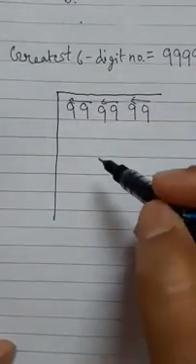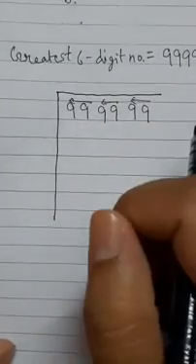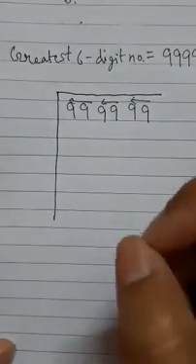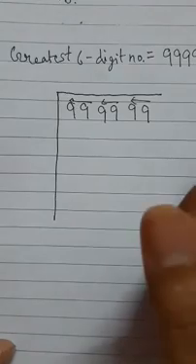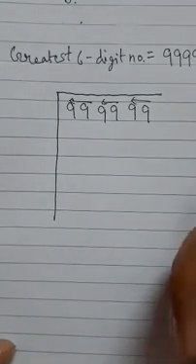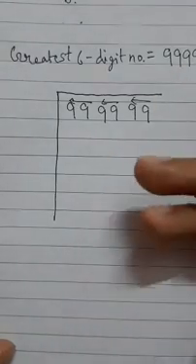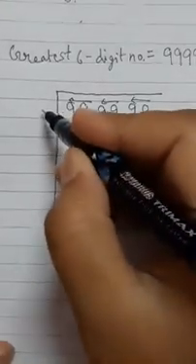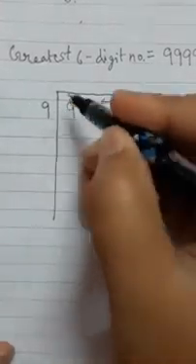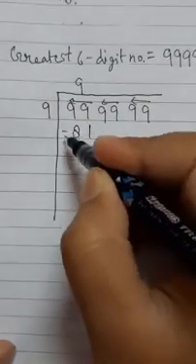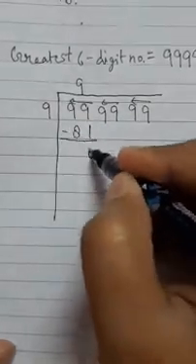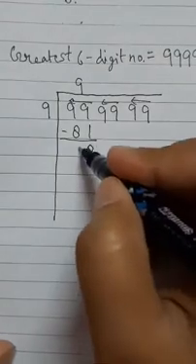9 into 9 is 81. Like I have already told you, we can select only the digits from 0 to 9, because digit means a single digit. We cannot take a 2-digit number or more than that. So the best possible option that we have is 9. So 9 into 9 is 81. The subtraction occurs. 9 minus 1 is 8 and 9 minus 8 is 1.